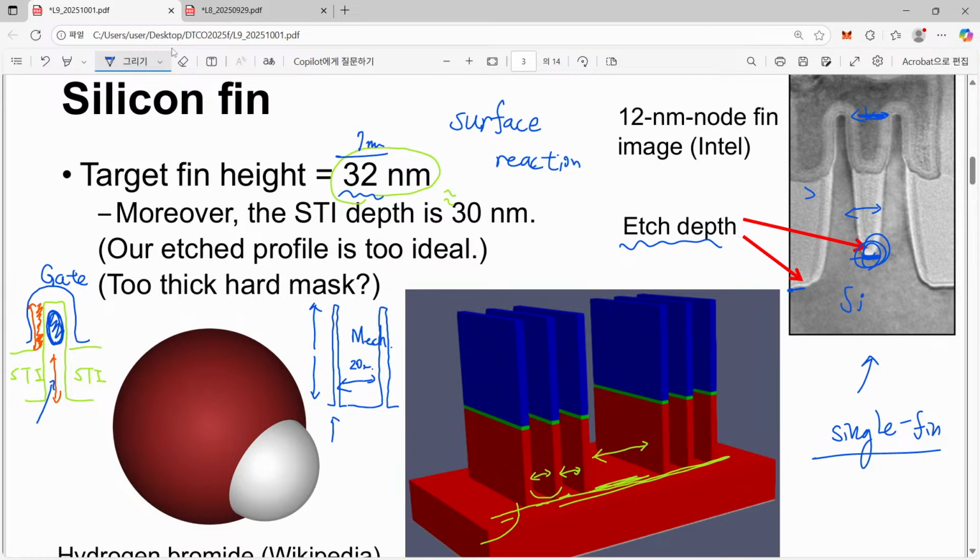And if we have an even further scaled one, then they can be even closer. In that case, they can lean in the same direction, for example, or they can merge into each other. So this kind of mechanical problem can occur. That's the reason why we cannot increase our fin height indefinitely. Well, I want to increase it as much as possible, because this is a very good way to increase effective thickness without sacrificing silicon area.